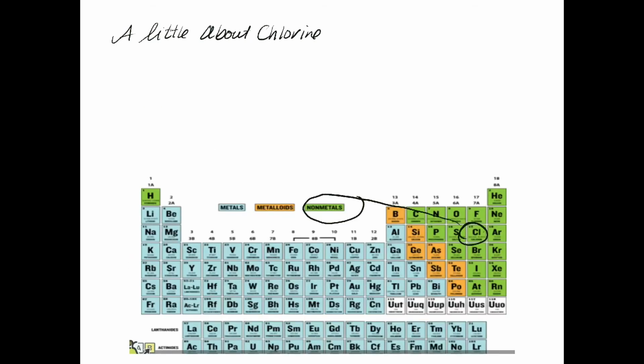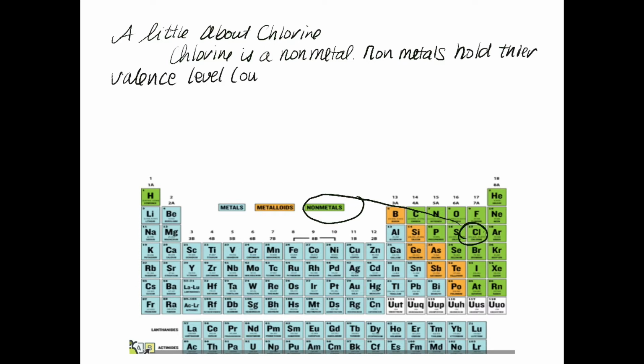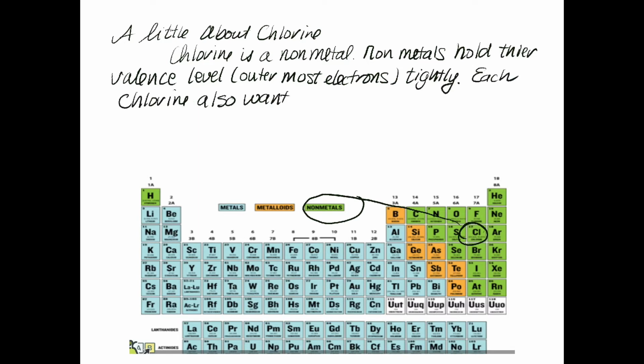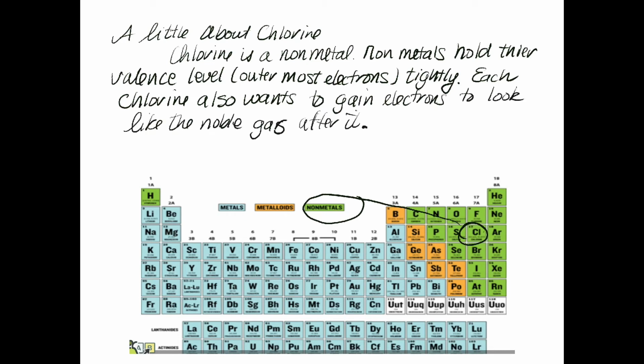So let's take a little closer look at chlorine. So chlorine is a nonmetal, and nonmetals hold their valence electrons, or their outermost electrons, tightly. Each chlorine also wants to gain electrons to look like the noble gas after it. So chlorine wants to gain 1 negative electron to look like argon.